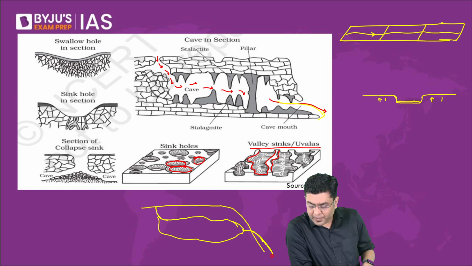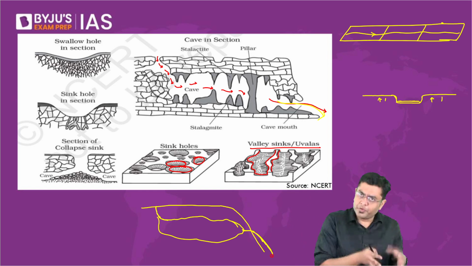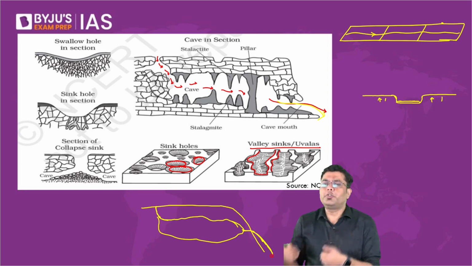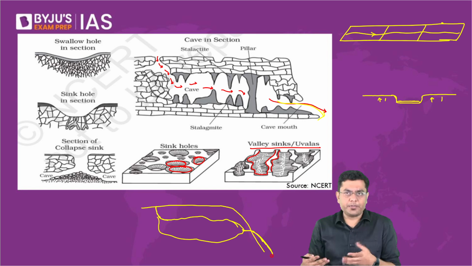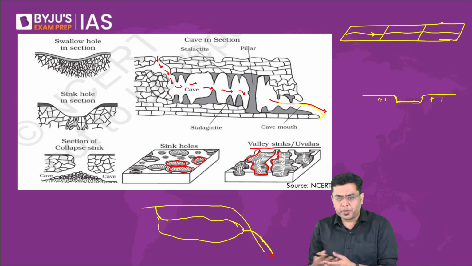Okay. And is Ganga youthful or senile stage? So Ganga will have a youthful stage, a mature stage, and also an old stage or senile stage. So Ganga has all the three stages. So has Godavari, so has Brahmaputra. Okay.